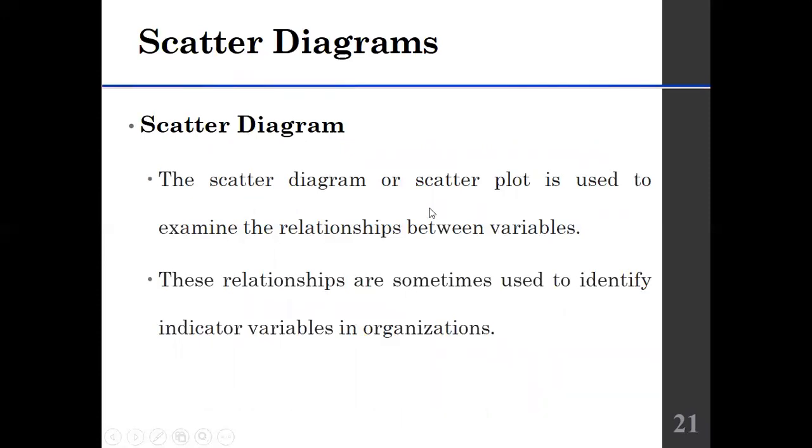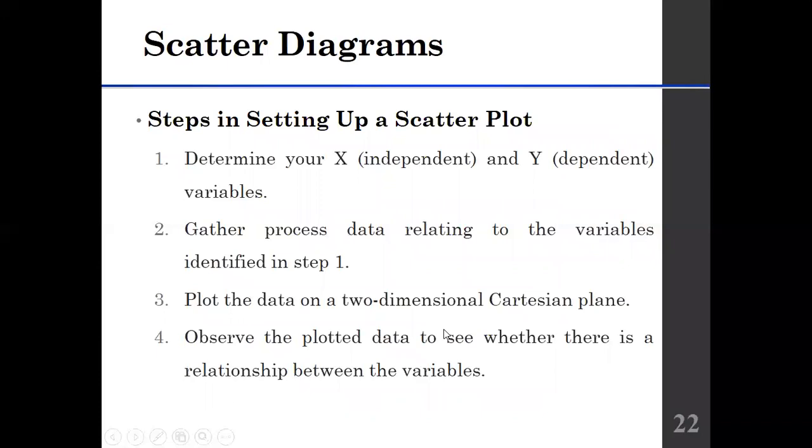Now let's move toward the scatter diagram. The scatter diagram or scatter plot is used to examine the relationships between variables. These relationships are sometimes used to identify indicator variables in organizations. There are some steps in setting up a scatter plot. The first and most important step is to determine the independent and dependent variables. The independent variables are usually plotted on the x-axis, and the dependent variables are usually plotted on the y-axis.